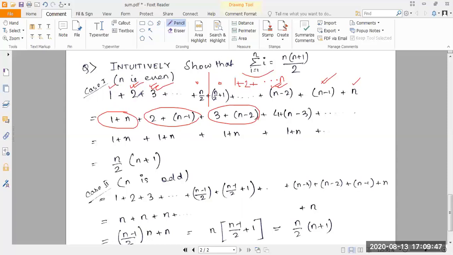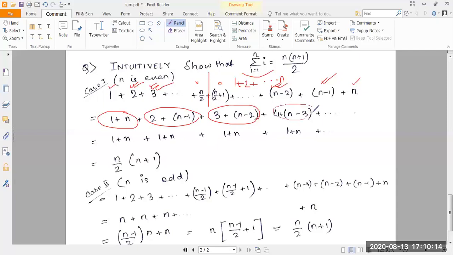So that's the first pair, second pair, third pair. Similarly, I'll get to the n by 2th pair, which will essentially mean that I have n by 2 times 2, so I have n numbers in total. Now if I add every single pair as follows, what I get is n plus 1. If I add these two, I get n plus 1. If I add these two, I get again 1 plus n.